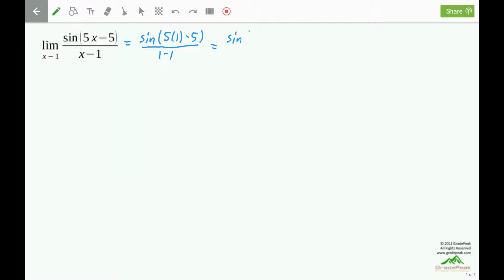So we have the sine of 5 times 1, which is a 5, minus a 5, over 1 minus 1. And we have the sine of 5 minus 5, which is a 0, over 1 minus 1, which is a 0. The sine of 0 is 0, over 0.